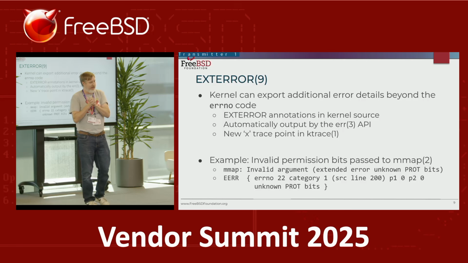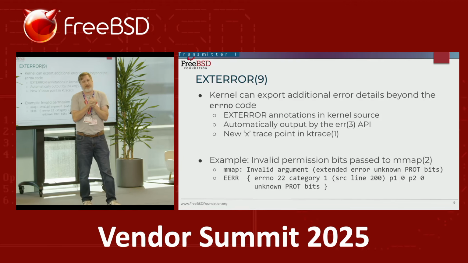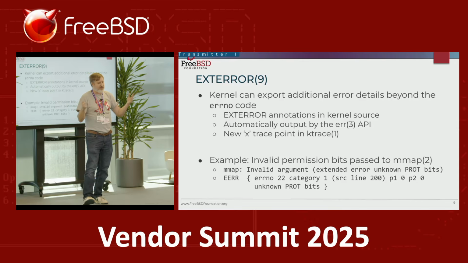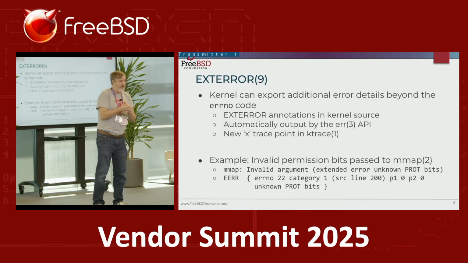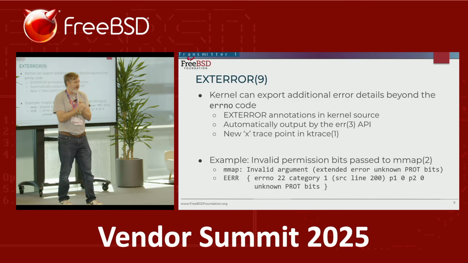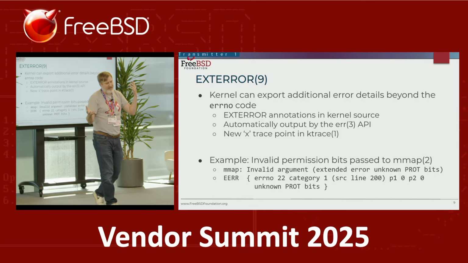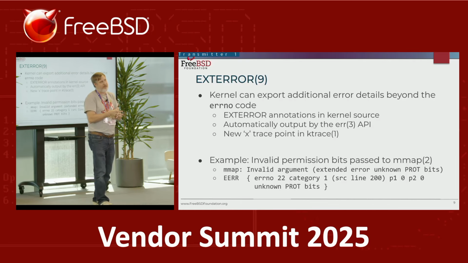It just magically happens. And we also have a new trace point in ktrace and kdump that you can use to access this information when you're debugging. So here we have an example. I pulled this from one of the Kyua tests that tests an invalid use of mmap, where it's trying to test that you passed an incorrect set of permissions, like some invalid permission. It's not one of PROT_READ or PROT_WRITE to mmap.